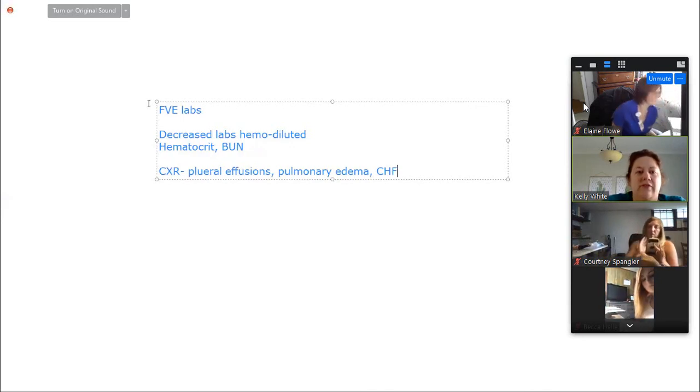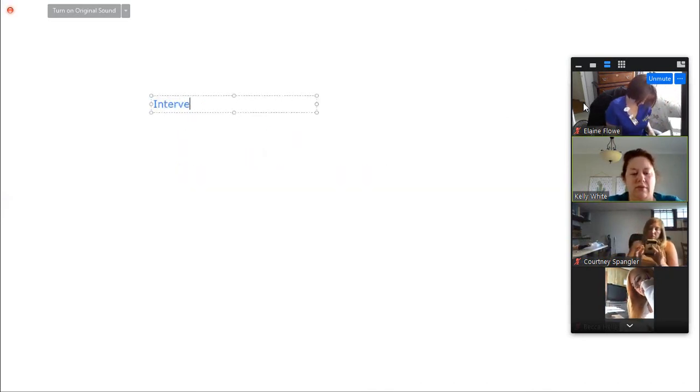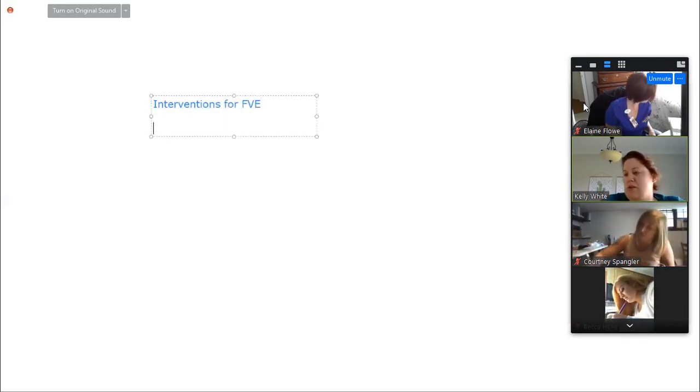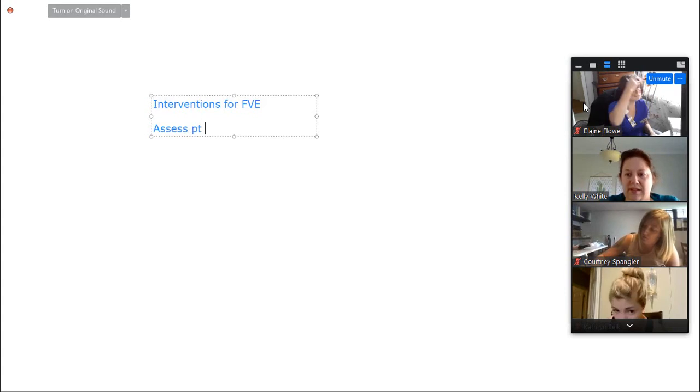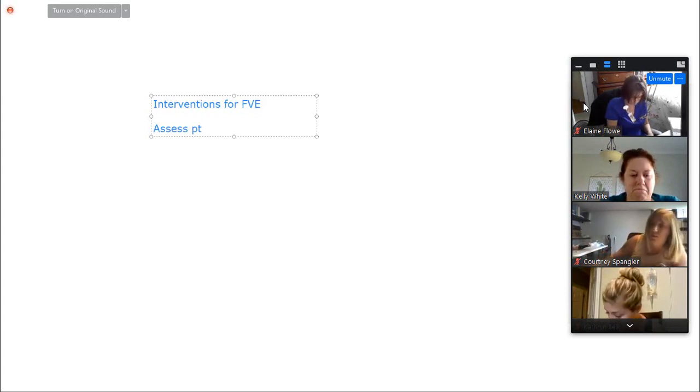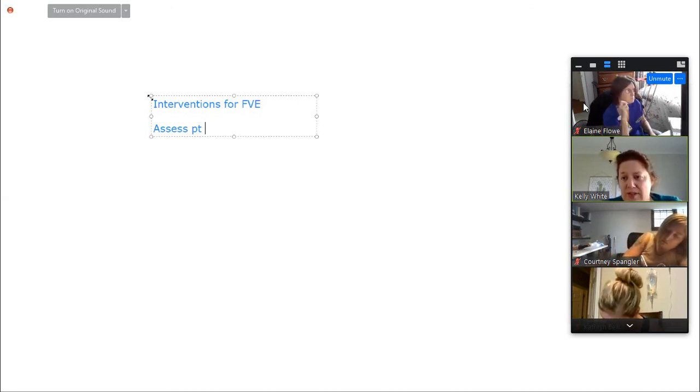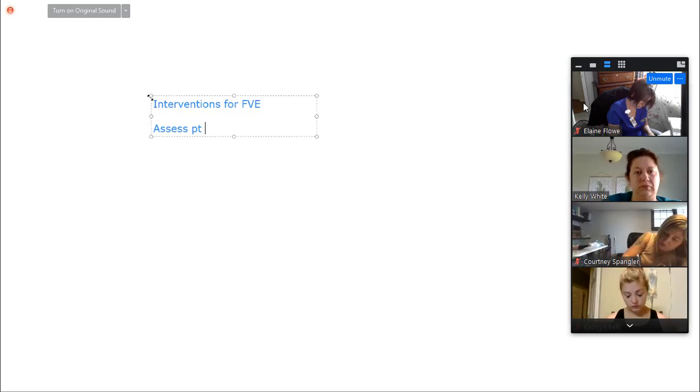So then what are some interventions that we're going to do? So if we have a patient. Miss White, yes, please, what did you say about the CXR? Congestive heart failure. Okay. So your chest x-ray, if you have a patient that's having shortness of breath and you hear crackles, a lot of times you're going to call the doctor and get a chest x-ray done. And it's going to show that, yes, they have fluid in there. They're in congestive heart failure. Okay. Thank you.